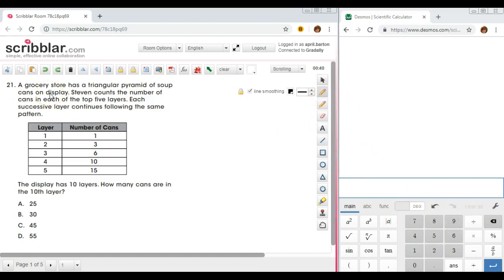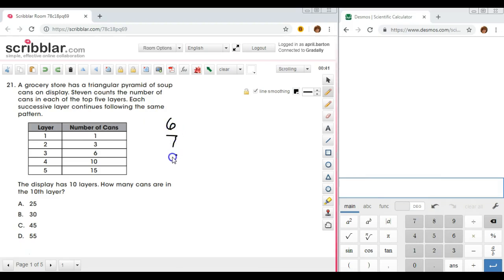So question 21, a grocery store has a triangular pyramid of soup cans on display. Stephen counts the number of cans in each of the top 5 layers. Each successive layer continues to follow the same pattern. The display has 10 layers. How many cans are in the 10th layer? So they give us 5 layers. We're going to have to keep going until we get up to the 10th layer. So we have to also figure out the pattern so we can figure out the number of cans for each layer that comes next.